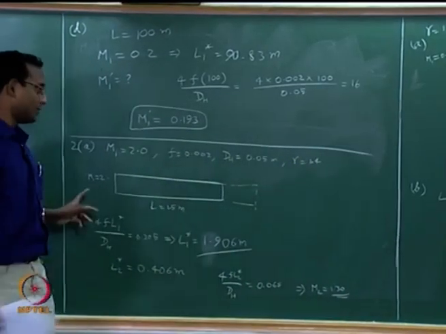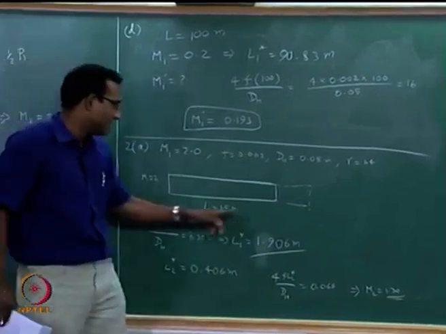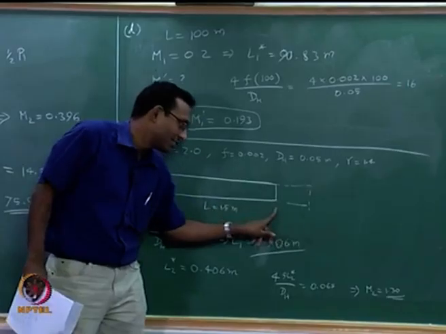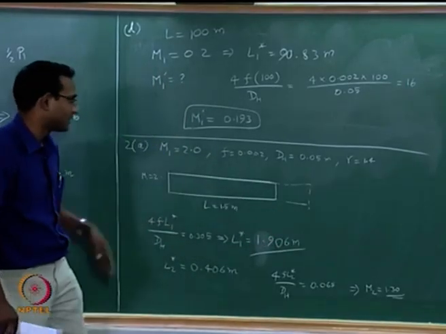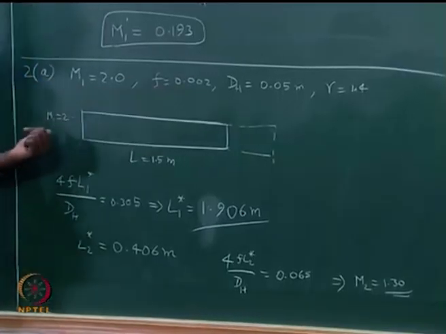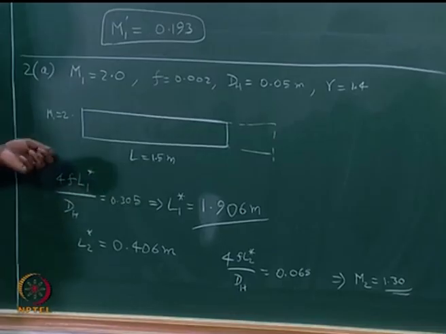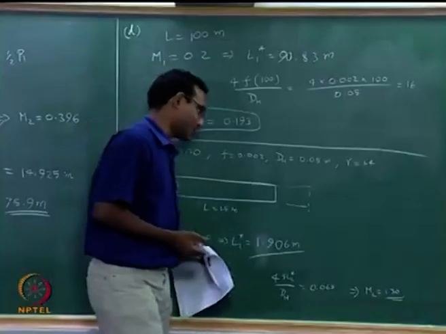I started with Mach 2 and I am ending with 1.3 Mach, and within that 0.4 meters left it is going to go to M equal to 1. That is what we are seeing. Here you are seeing that there is a lot of sensitivity to length in terms of Mach number change. For a small length change, Mach number changes a lot. That is about supersonic cases.